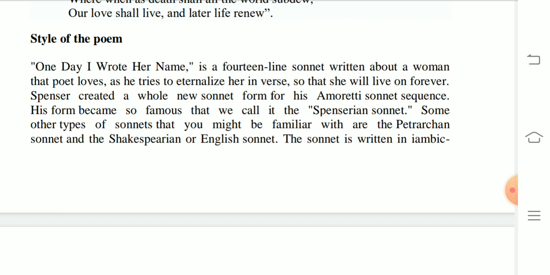Spenser created a whole new sonnet form for his Amoretti sonnet sequence. This form became so famous that we call it the Spenserian sonnet. Some other types of sonnets that you might be familiar with are the Petrarchan sonnet and the Shakespearean or English sonnet.